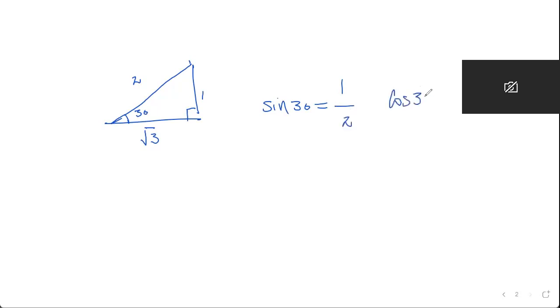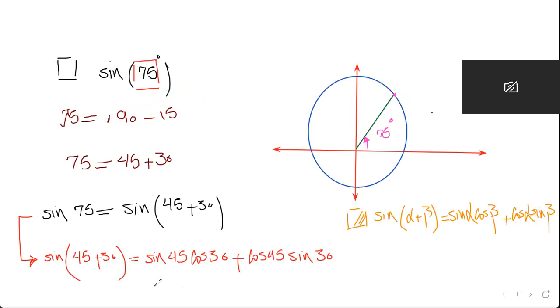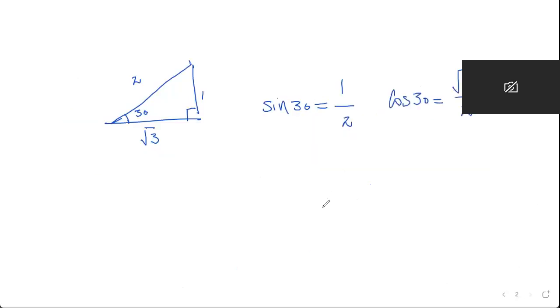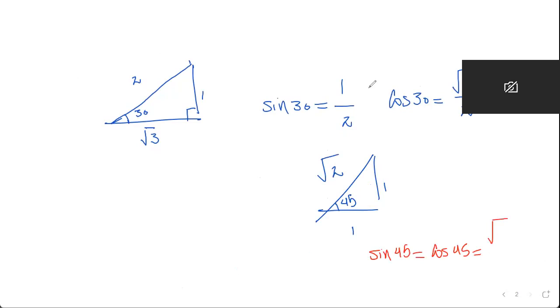And the cosine of 30 is how much? Adjacent over the hypotenuse. That's what we learned. Also for 45, we said that the triangle has sides 1, 1, and square root of 2. We always memorize these triangles. Then the sine of 45 always equals the cosine of 45. It's how much? That's right. It becomes 1 over square root of 2. You normalize it, square root of 2 over 2.